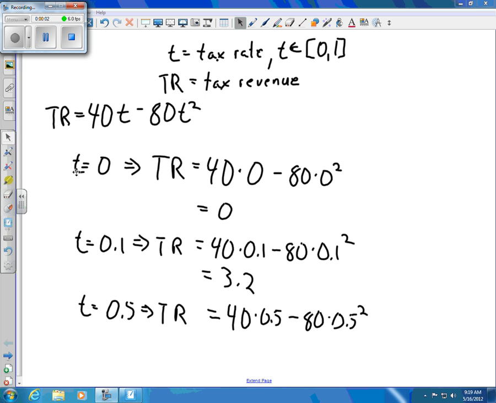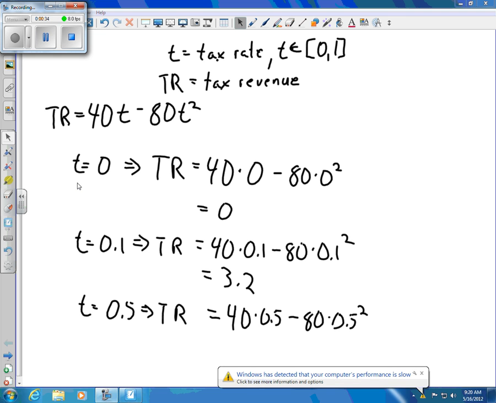So let's take a look at the possibilities with this Laffer curve idea in a specific case. We have t, the tax rate, little t, which is something between 0 and 1, and the tax revenue, capital TR, is a result of that tax rate. And I built a potential form. So the tax revenue equals 40t minus 80 times t squared. Remember, little t, the tax rate, is between 0 and 1.